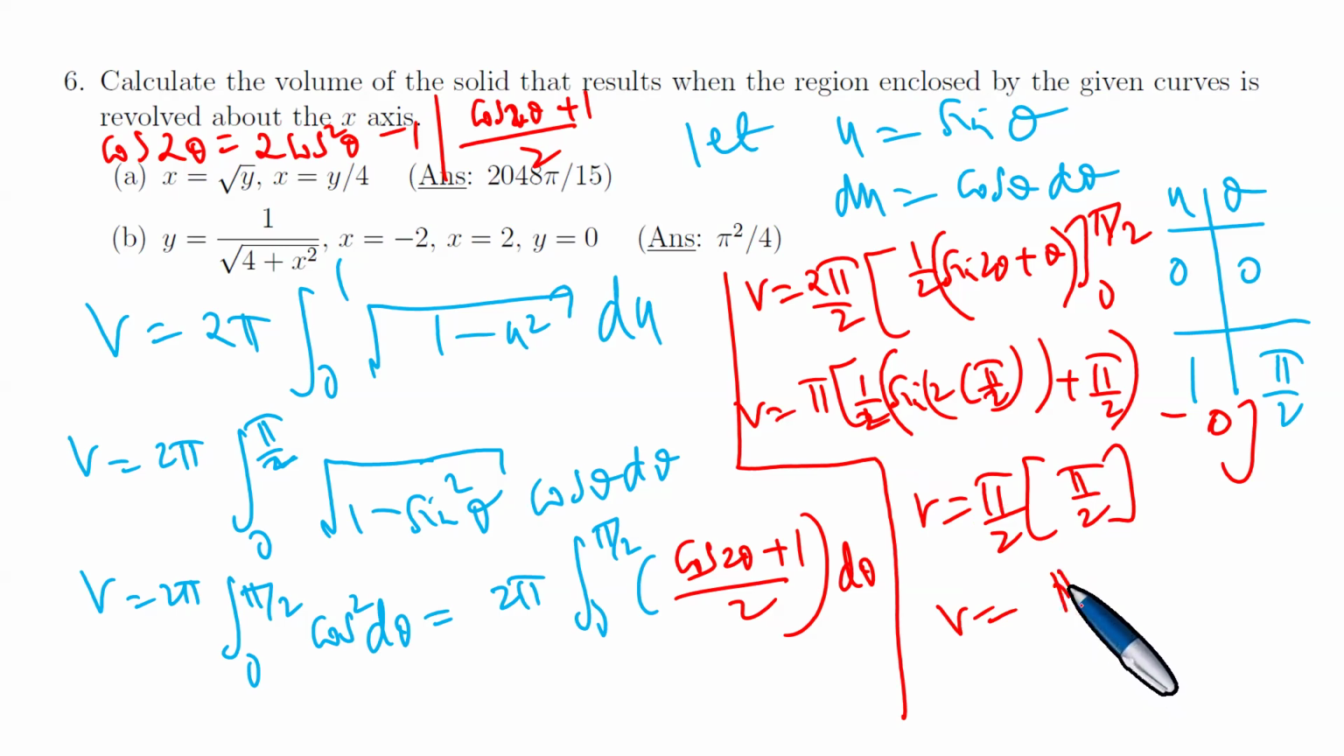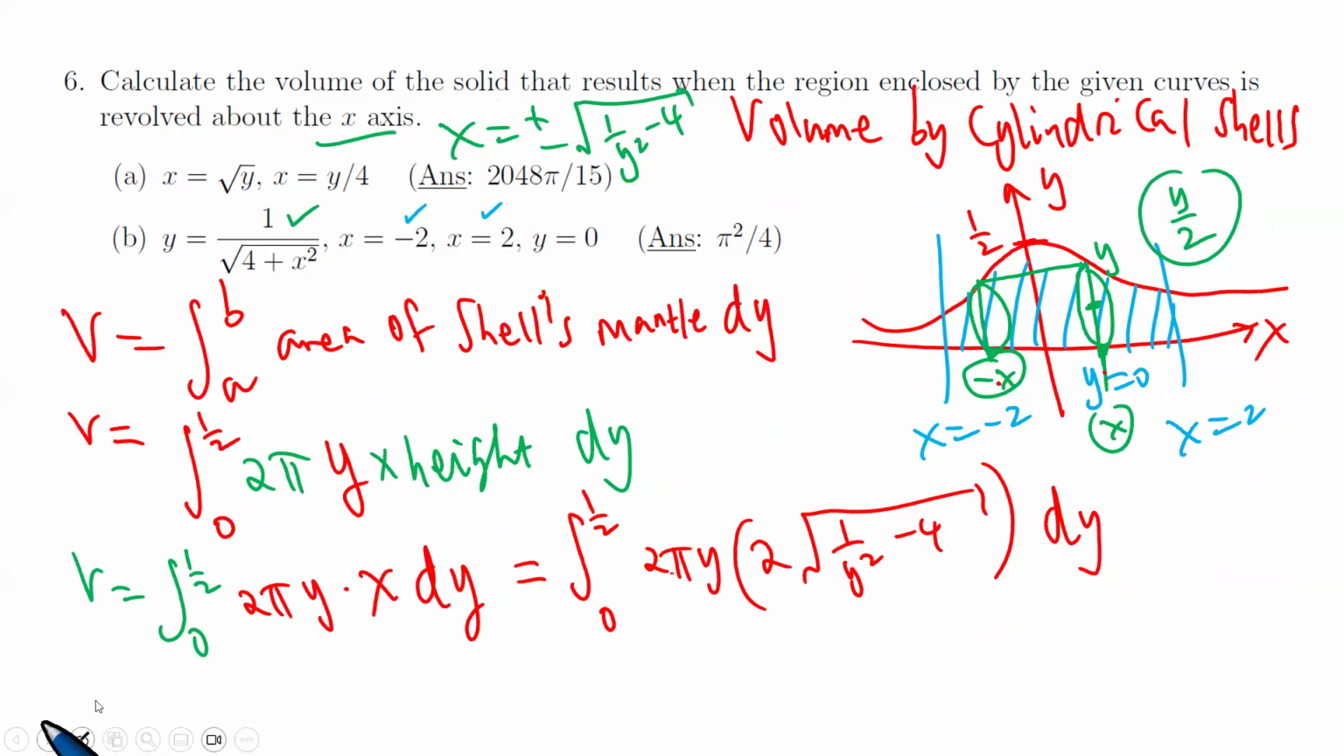And there it is, pi squared over 4 cubic units. Okay, I know, we went through a lot. We went through the trig substitutions and the shell volume by cylindrical shells, and it was okay.